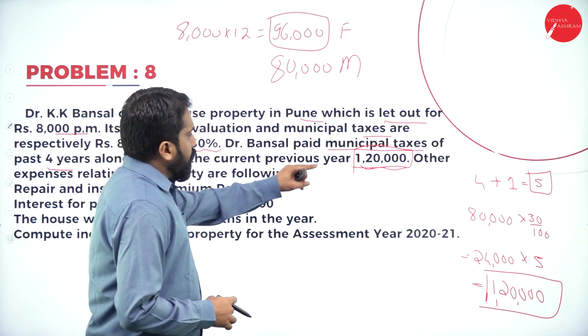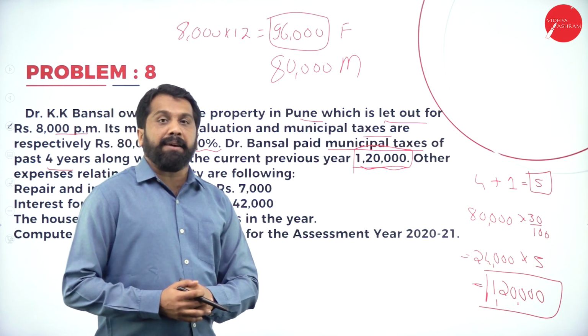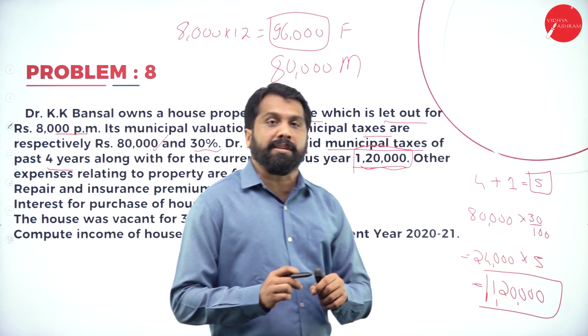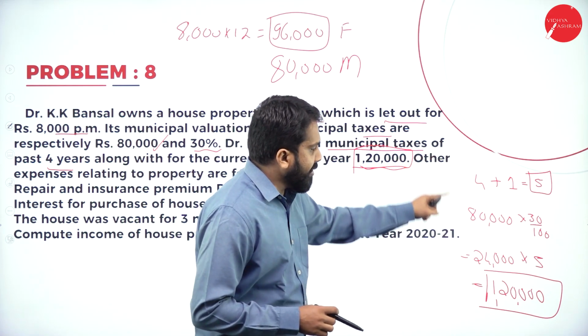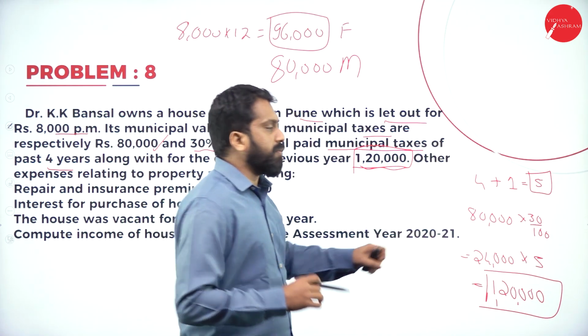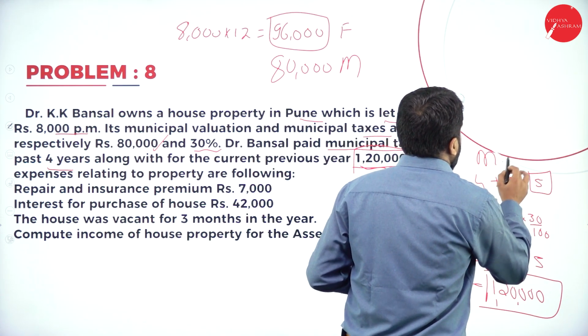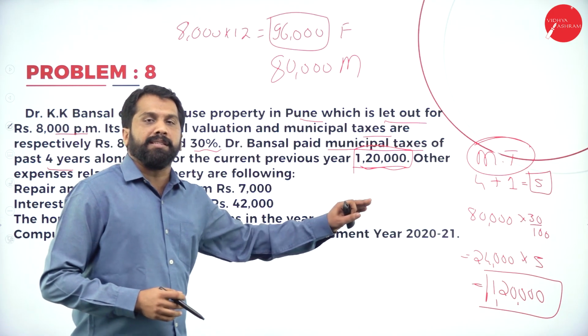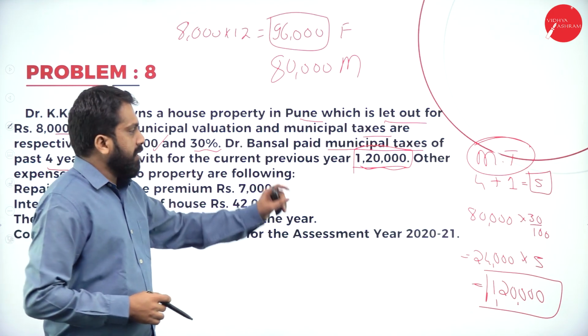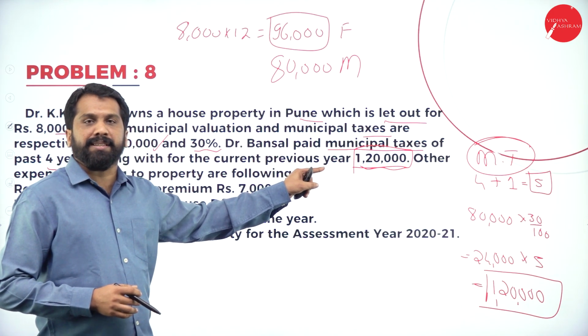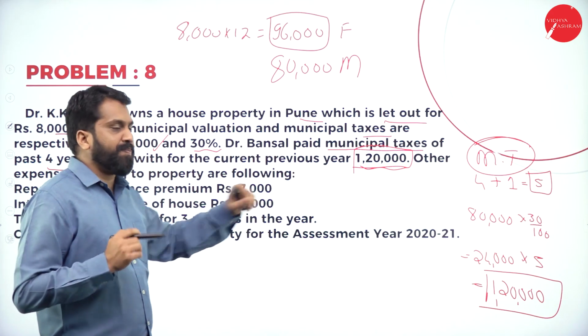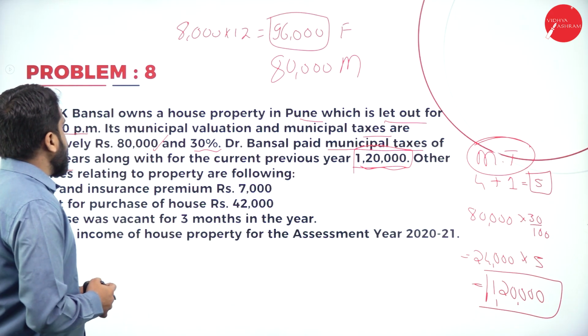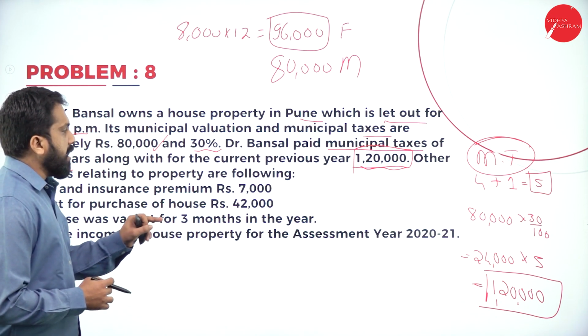Now, whatever municipal tax paid, they have given you directly. If it is not given, then we should do this working note. This is for what? Municipal tax. For that, I have done this calculation. This is not required. Why? Because they have given it directly in the question itself. Any doubt? No. Next, expenses relating to the property are as follows.